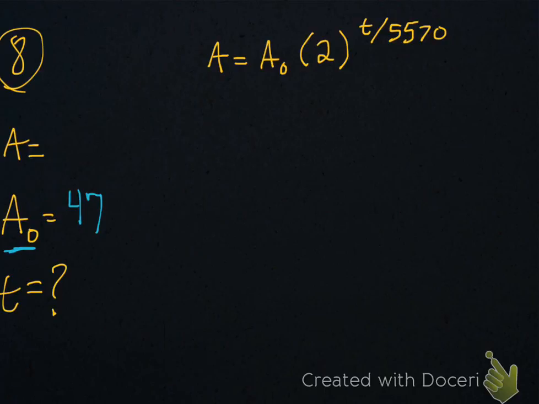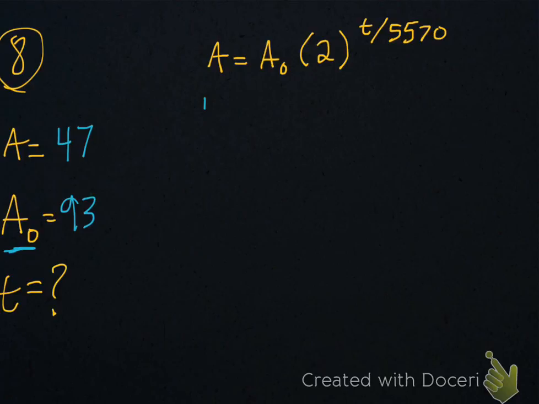Oh, so they said it originally contained 93. So 47 is what it has now. 93 is what it started with. Okay, so we start with 93 and then we have the 47. Not too bad. Let's plug it in.